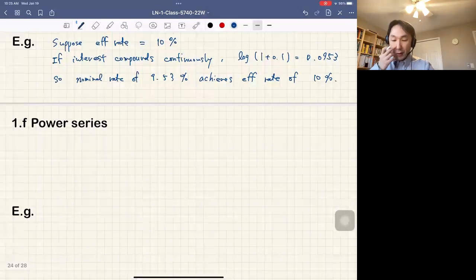Okay, so the power series. I will just review the examples of Taylor expansion.